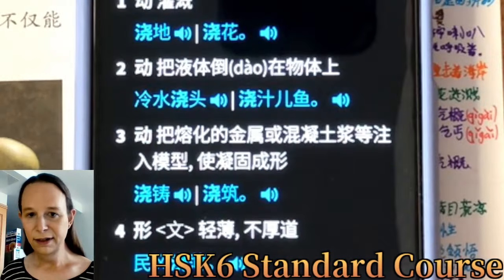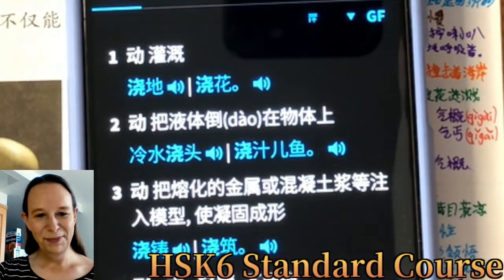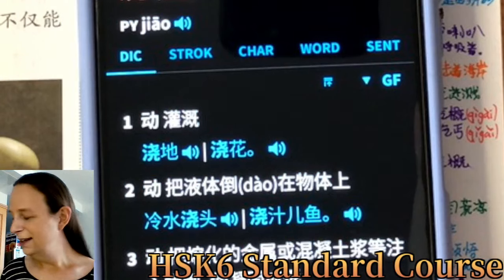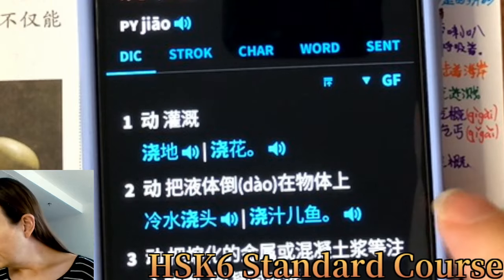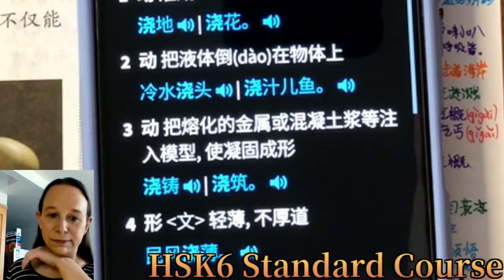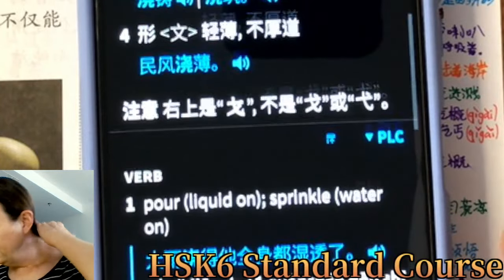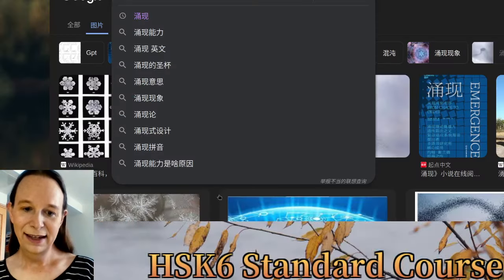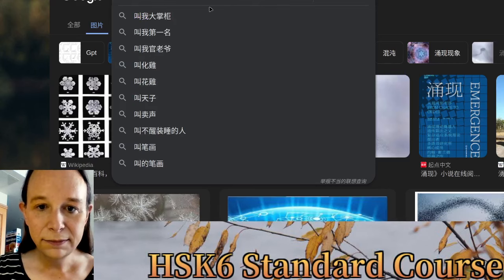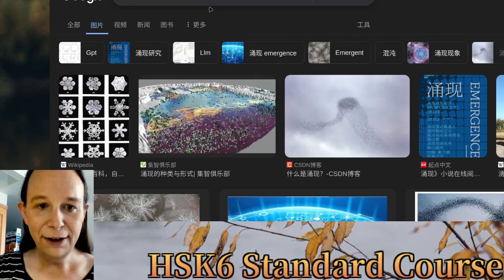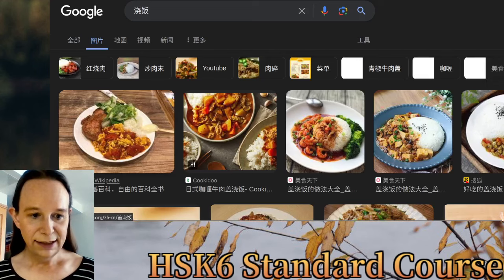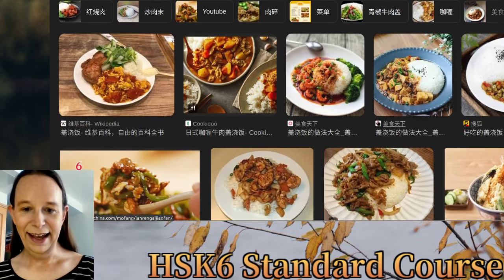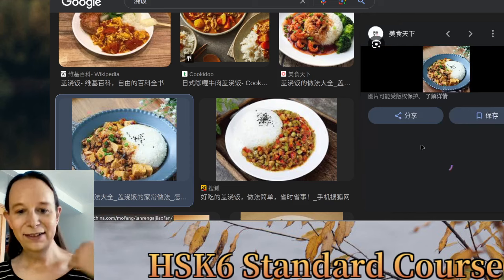jiao, shui de jiao. Jiao is more like water the plants kind of thing. So guan gai, and jiao hua, meaning to water the flowers. It's also used in restaurants. If you go to a lamian dian, a Lanzhou lamian dian, you'll have jiao gai fan. Maybe just jiao fan or jiao gai fan. Gai jiao fan. So, yeah, it's quite common in ramen restaurants.